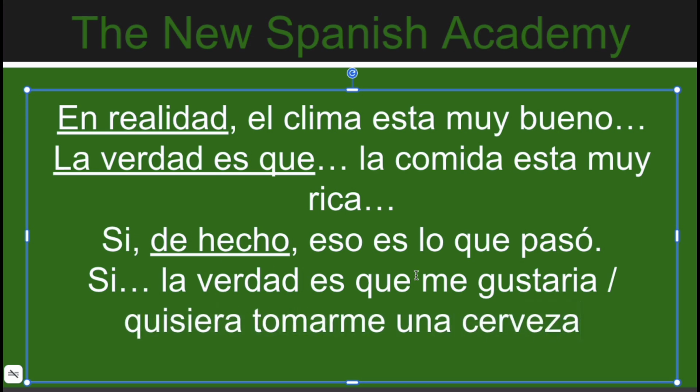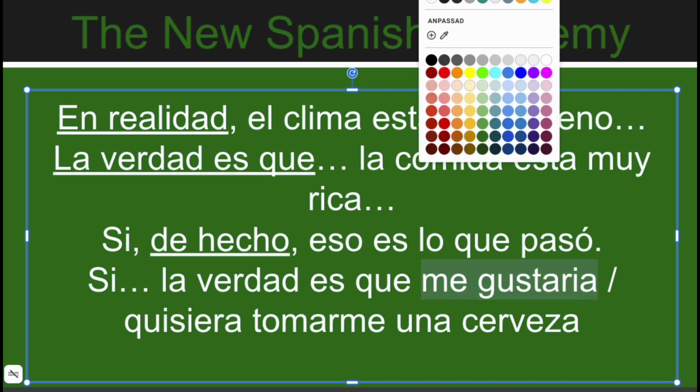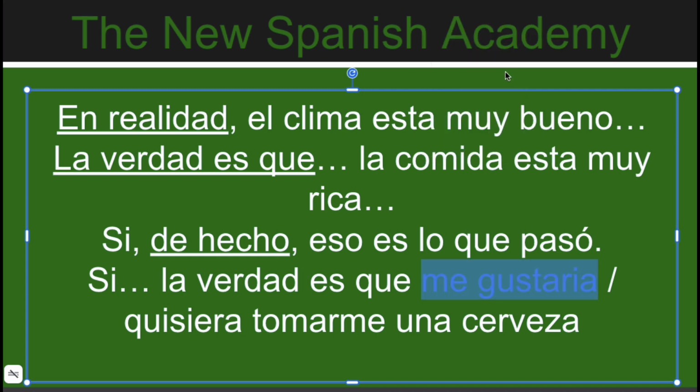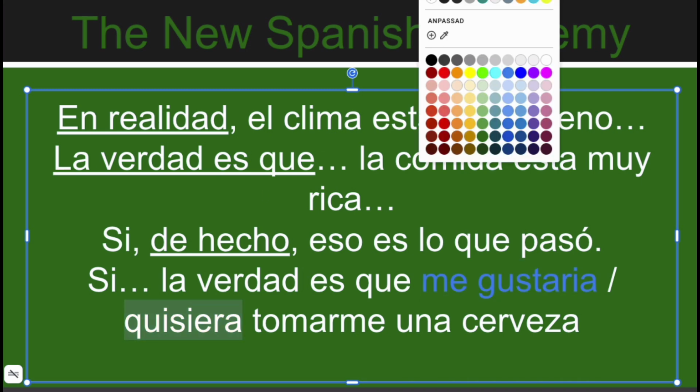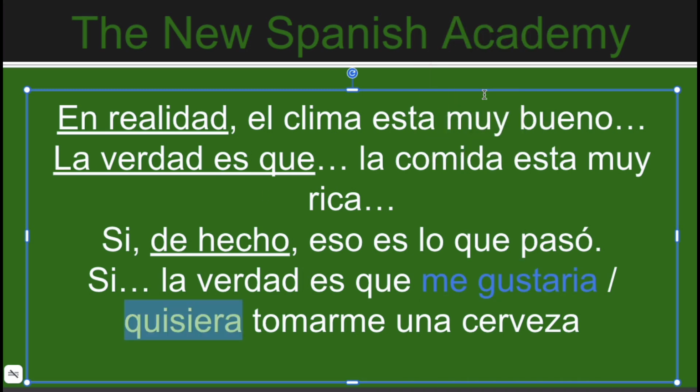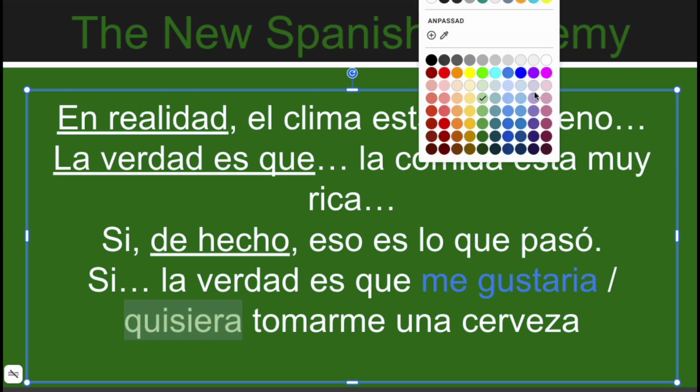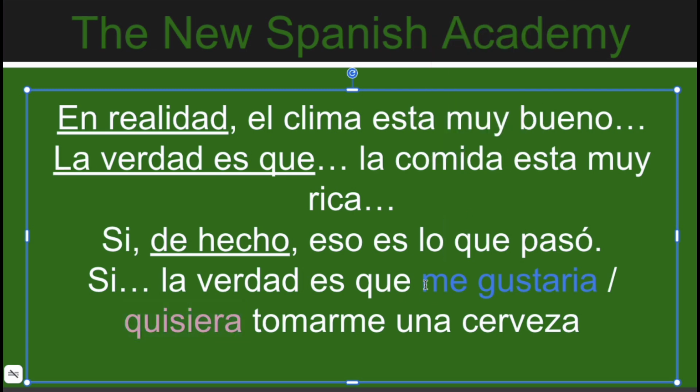All right. So here we have two words to finalize this lesson that I want you to learn. All right. So me gustaría means I would like. If you want to politely express that you would like something. Me gustaría or quisiera. I would like. Both are I would like. So here is I would.